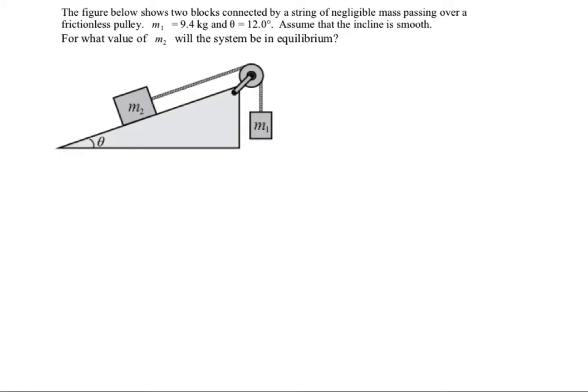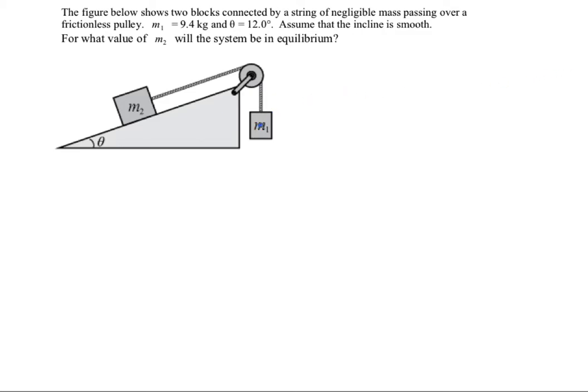In the picture below, two blocks are connected by a string of negligible mass that's passed over a frictionless pulley. We know the mass of M1 is 9.4 kilograms, and the theta of the ramp is 12 degrees. Let's assume that the incline is smooth, so there's no friction between the block and the ramp. We want to calculate for what value of M2 this system would be in equilibrium.